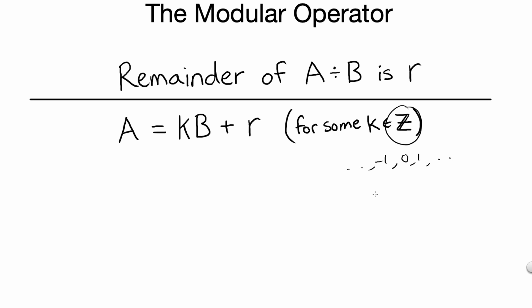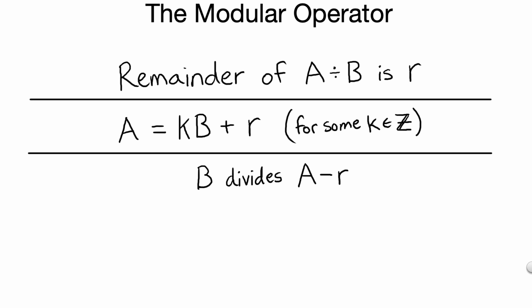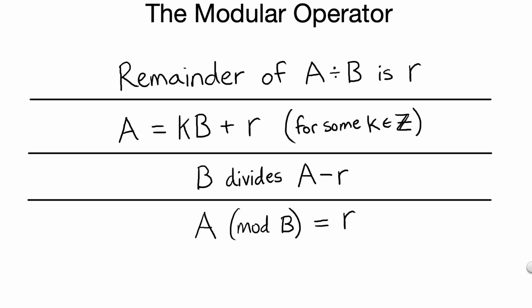and also negative. A third statement would also be b divides a minus r, where if I take the r on this equation and I move it over to the other side, you can see that that left side is now divisible by k times b. Here's where we introduce the modulo operator. A fourth way to express this is a mod b equals r. This is just a shorthand way of saying the other three things that we just discovered.